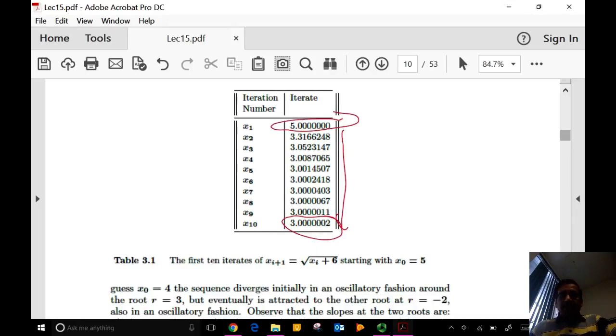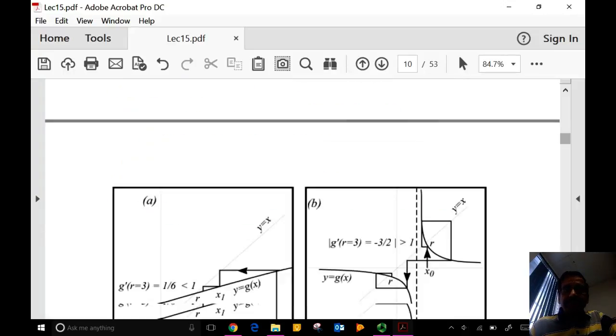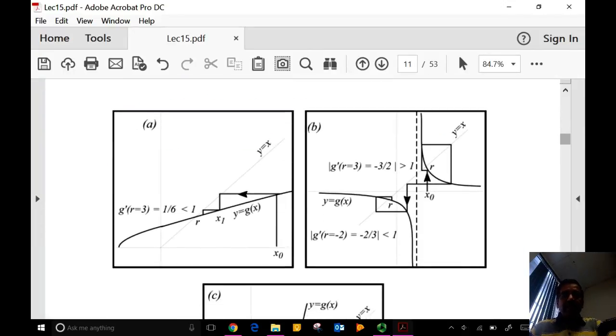But let's just continue this thought. So this is how I generated those numbers. This is a graphical illustration of what happens to the scheme that I've just indicated. So what we had was x equals g of x.